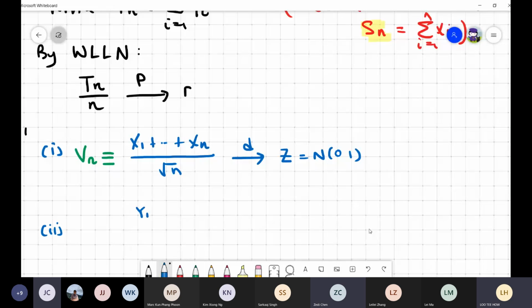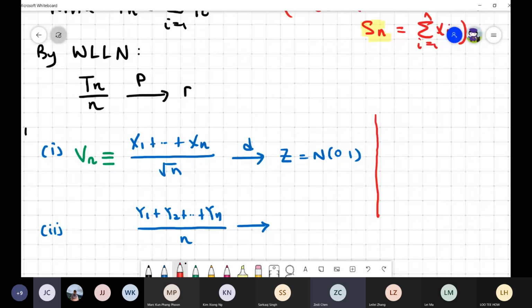In part 2 we have another one: Y1 plus Y2 until Yn over n. So this one will converge. Still remember the relationship among the five convergences, so maybe I put it over here. QM always implies L1, L1 implies P, P implies D, right? So P always implies D. This one is P, so now I can just say this is D, directly say this converges in distribution to r.